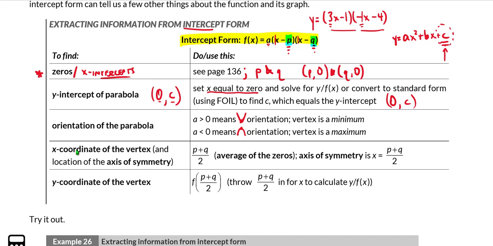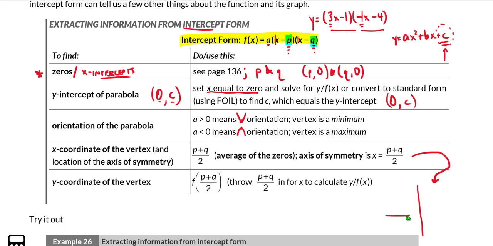Now, speaking of the vertex, how do we get the x-coordinate of the vertex from intercept form? Well, there are multiple ways to do this, but one of the easiest is to find your zeros and then average them. We need to go into a little bit of detail about why that is. I'm going to do this down here.